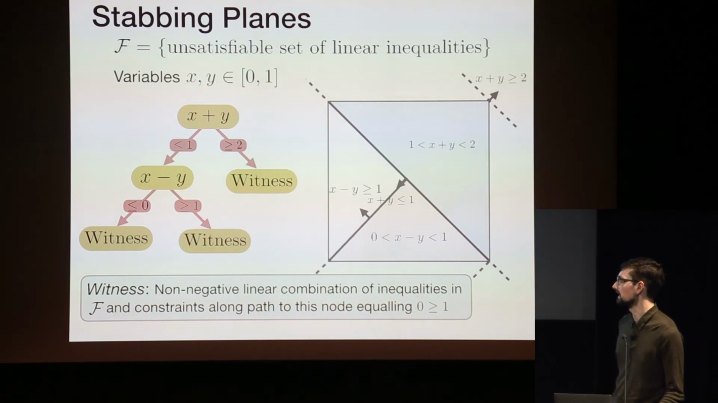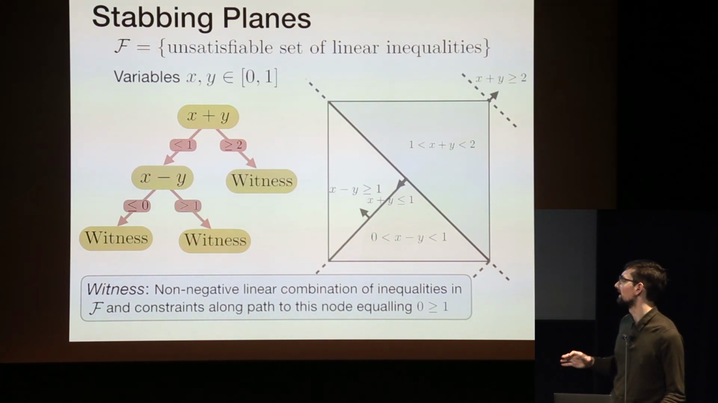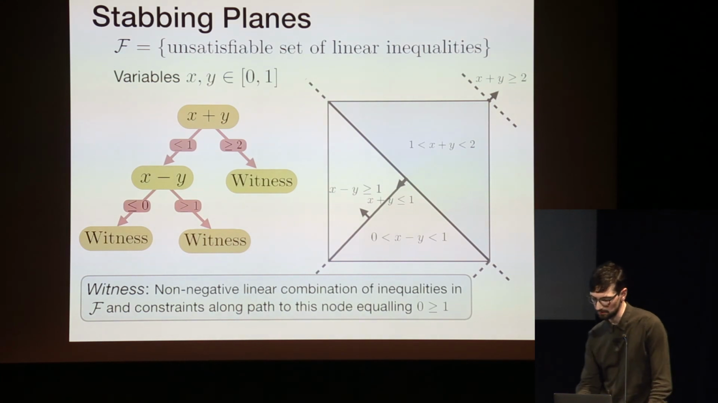So we label each of the leaves with the non-negative linear combination of the inequalities along the path leading to that node, and also the original constraints, which equals 0 greater than or equal to 1. And because any Boolean solution would have survived down one of these paths, we can't label each of the leaves with a witness if the original system wasn't unsatisfiable.